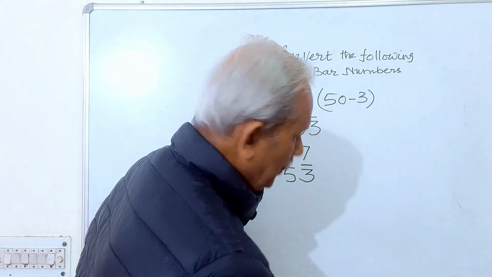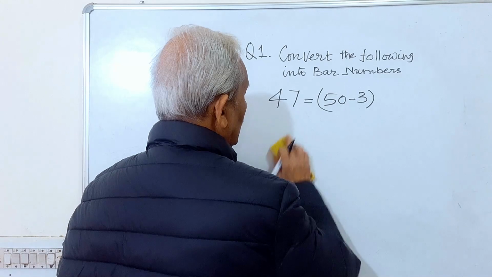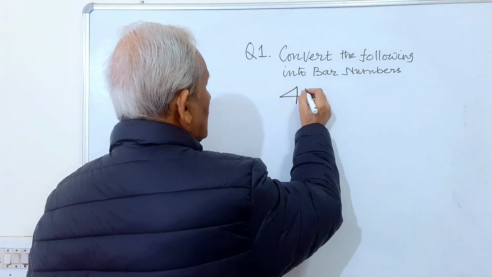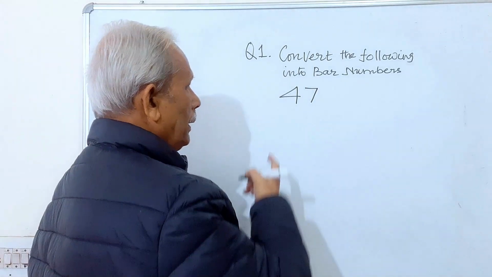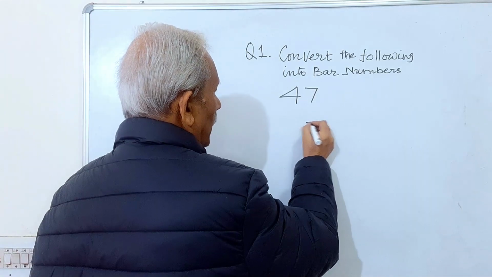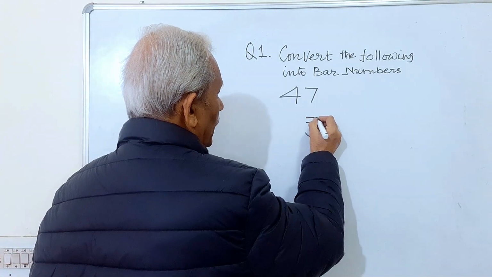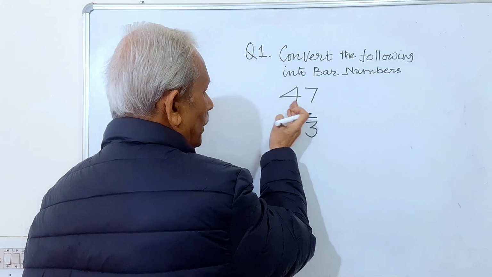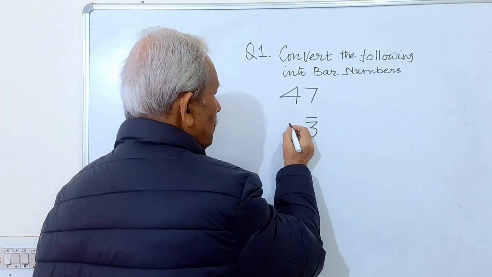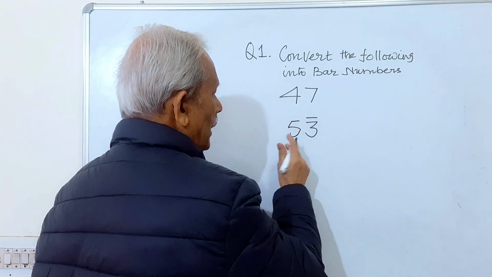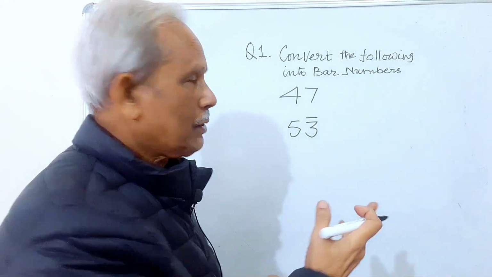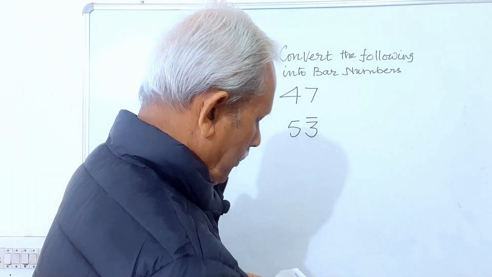What I have done, I'll do it once again, if something is not clear to any of you. 47: the process of converting any number into a bar number is to subtract the number in the ones place from 10 and make it 3, put a bar over it, and then increase the left number by 1. So 4 becomes 5. This is actually 50 minus 3. 3 bar means minus 3. So 50 minus 3 is 47. We get the same number.